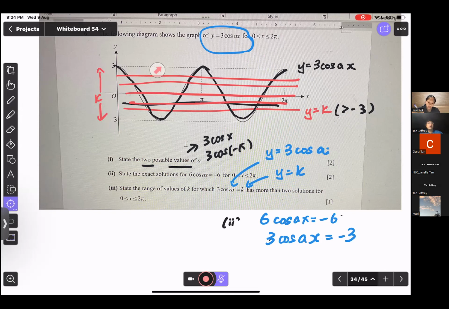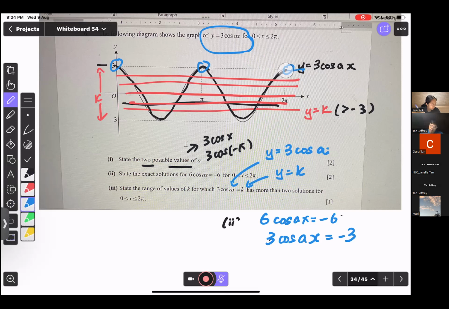When I reach 3, wait, I can include 3. 3 also cuts 3 times. When I reach 3, I will cut 3 times: 1, 2, 3. Is that okay with you? -3, cannot. -3, no, because it only cuts 2 times.